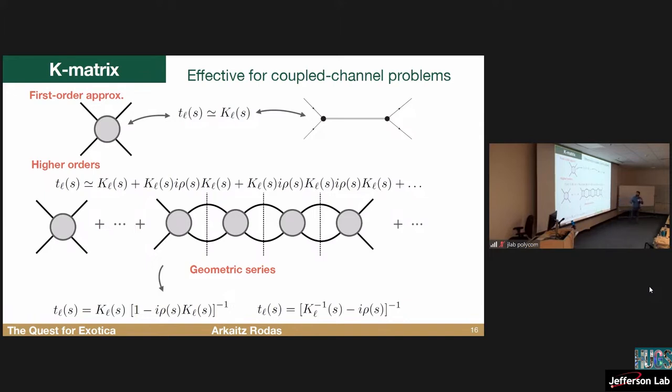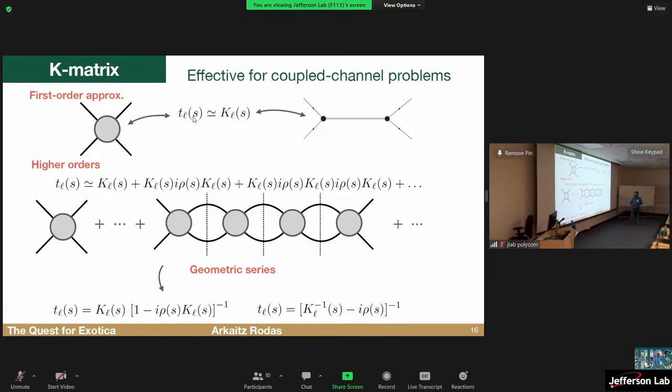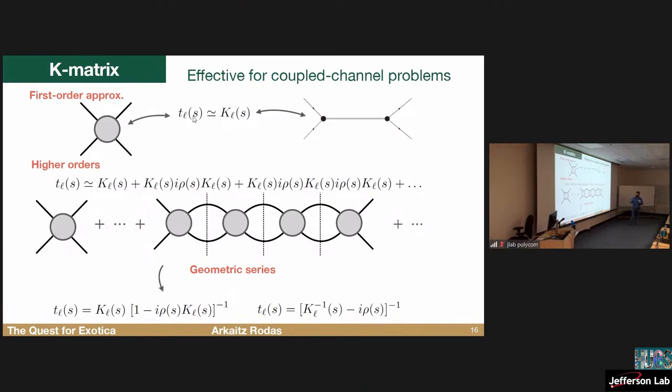Now, because K dominates T, we can have more orders where K really scatters with itself. So the first order would be just K. But the second time, K would decay to all the possible intermediate channels, and then these intermediate channels would produce a K again, so the propagator again, that could decay, and then scatter again, produce the propagator, scatter again, produce the propagator, and so on and so forth. So you can keep expanding the series. And what kind of series is this? It's a geometric series, right?